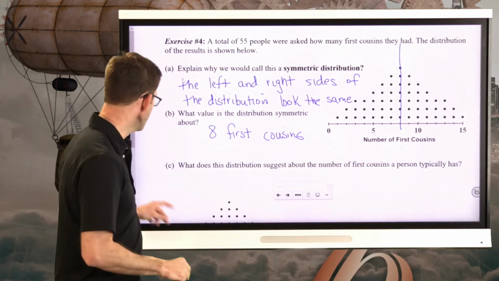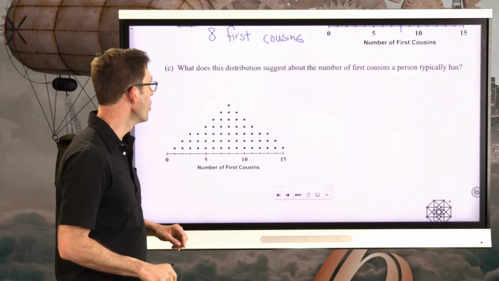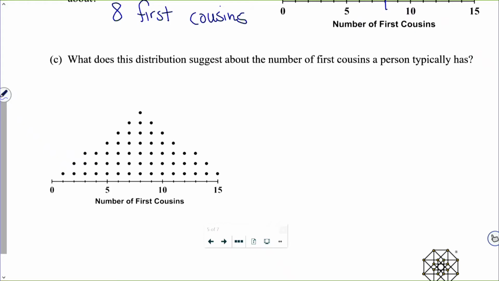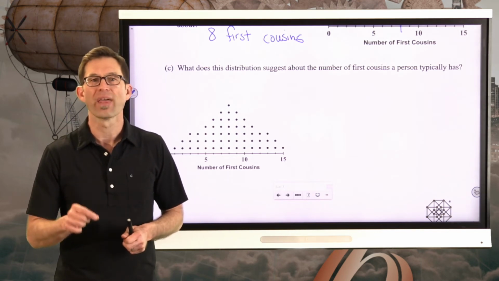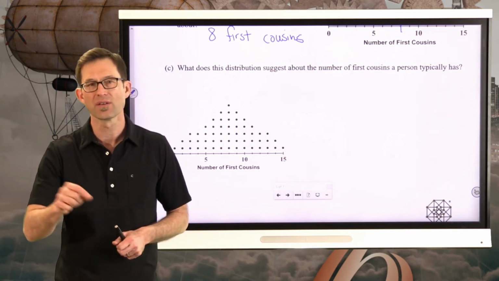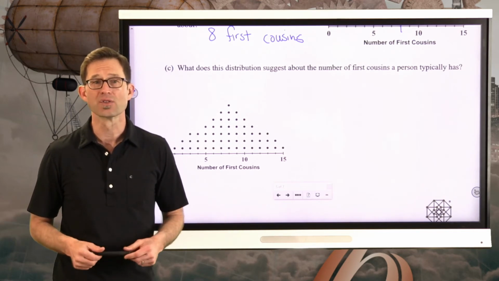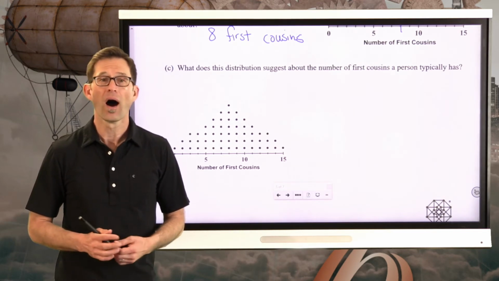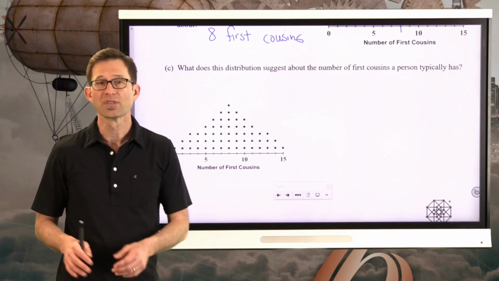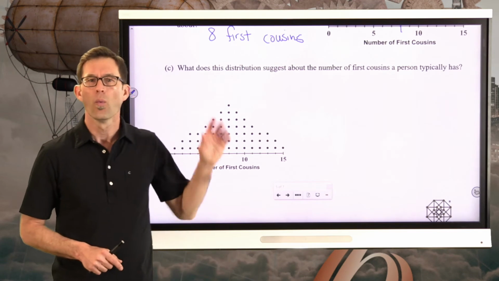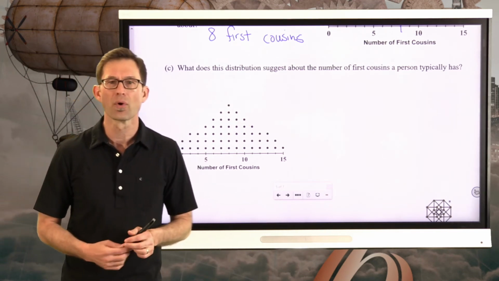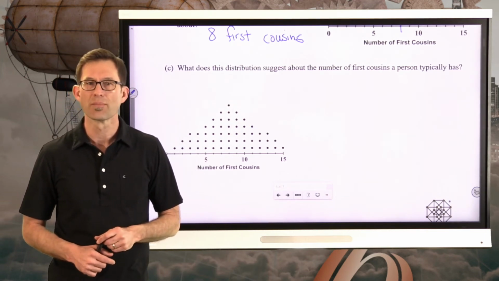All right, and finally, what does this distribution suggest about the number of first cousins a person typically has? Again, this gets back to answering that statistical question. If the statistical question was, how many first cousins do people have? I've got 6 myself. Some people have tons and tons of first cousins. Some people have very, very few, right? What does this distribution suggest about the number of first cousins that a person typically has?